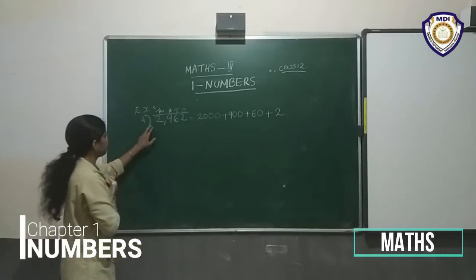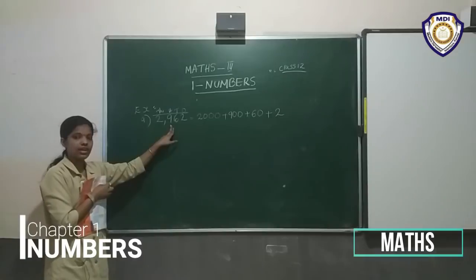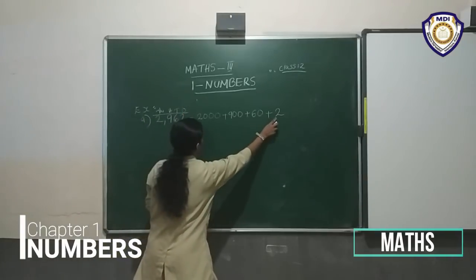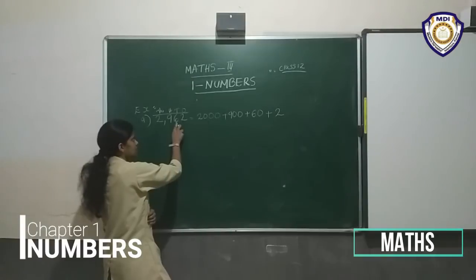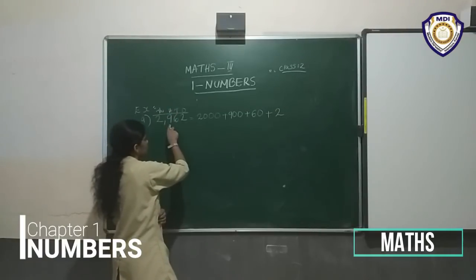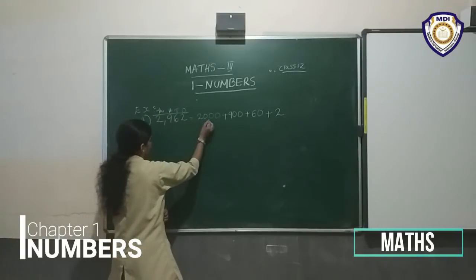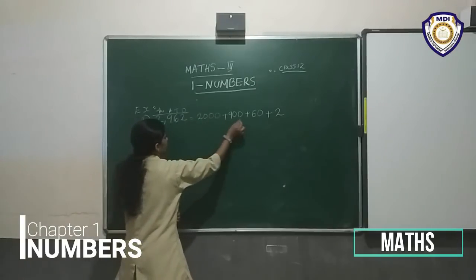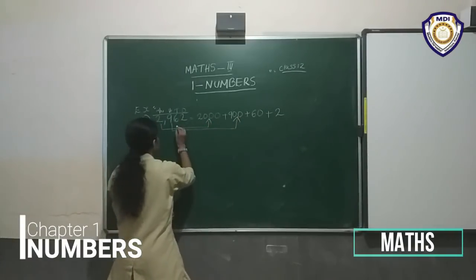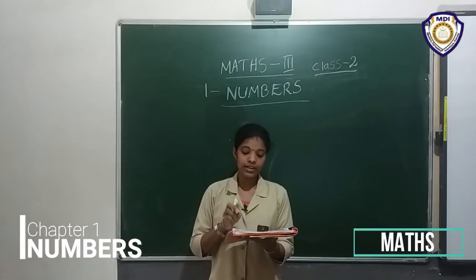I will explain one more time. The number 2,962. 2 is in the ones place. 2 into 1, 2. 6 is in the tens place. 6 into 10, 60. 9 is in the hundreds place. 9 into 100, 900. 2 is in the thousands place, 2,000. 2,000 plus 900 plus 60 plus 2. Next one, B.